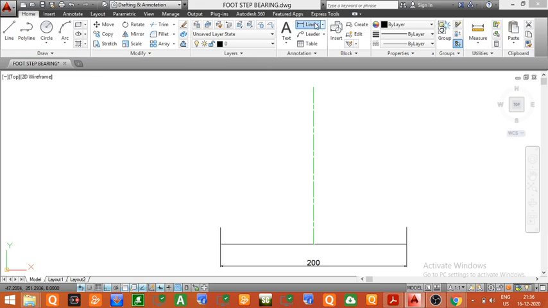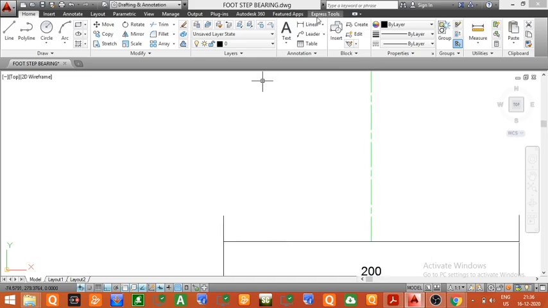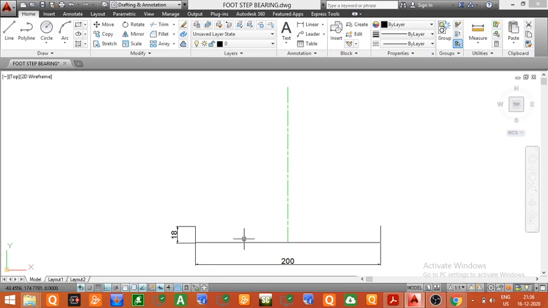Now I will give you a dimension. This dimension will be equal to 18 mm. We will zoom a little bit. Okay, the dimension should be 18. You can see the dimension is equal to 18 mm. So an 18 mm line has to be drawn both on the left hand side and right hand side.